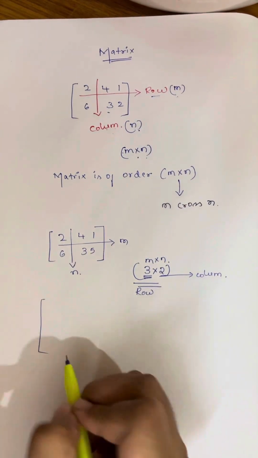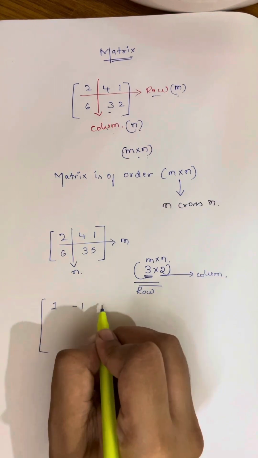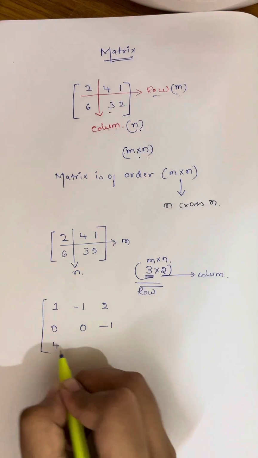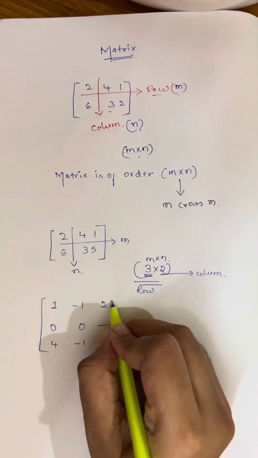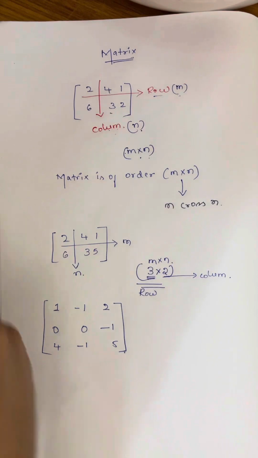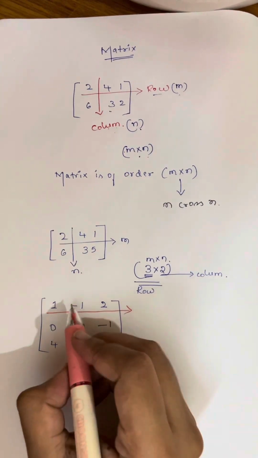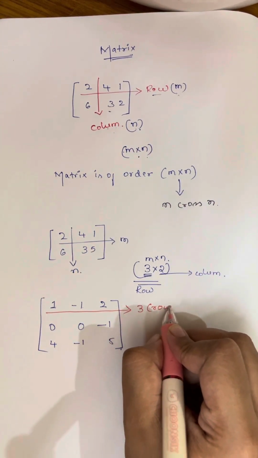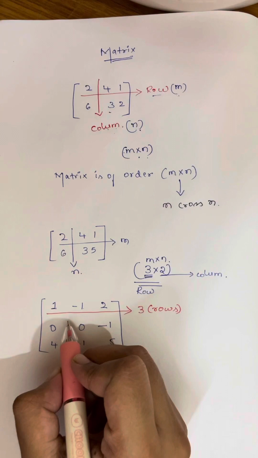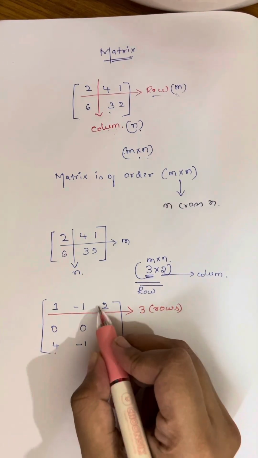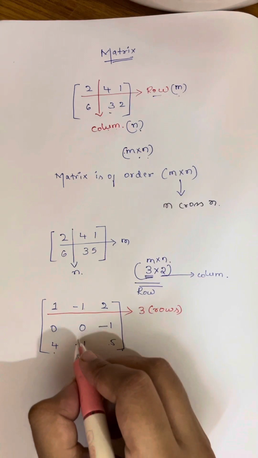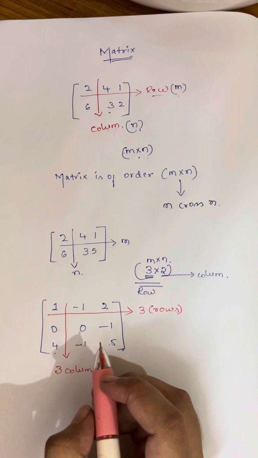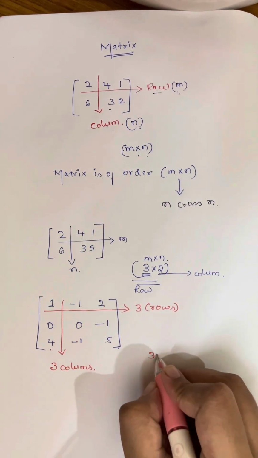Next, one more example: 1, minus 1, 2, 0, 0, minus 1, 4, minus 1, 5. How many rows? 1, 2, 3. 3 rows. How many columns? 1, 2, 3. So it is 3 cross 3.